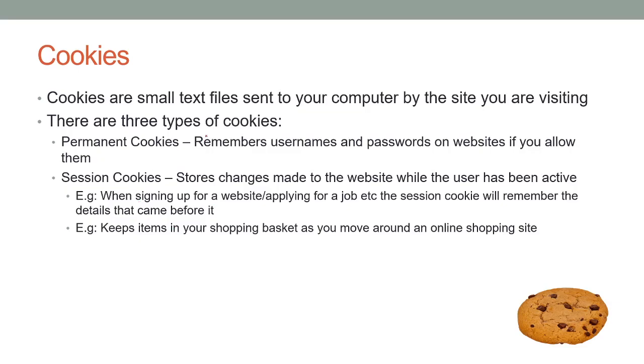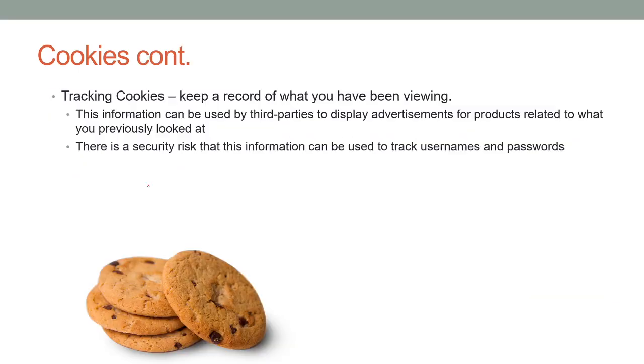That's one of the downsides of session cookies. So permanent cookies, usernames and passwords. Session cookies track changes. Now, the important one as far as higher computing is concerned is tracking cookies. Normally they're used by third-party companies to display ads. So when you go on Amazon and then go to a different website, suddenly you'll see ads for whatever you were searching on Amazon. As long as you've accepted cookies, that's what it's going to do. It's going to make ads display on your web browser.